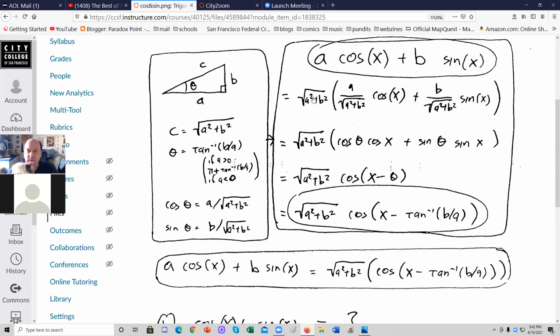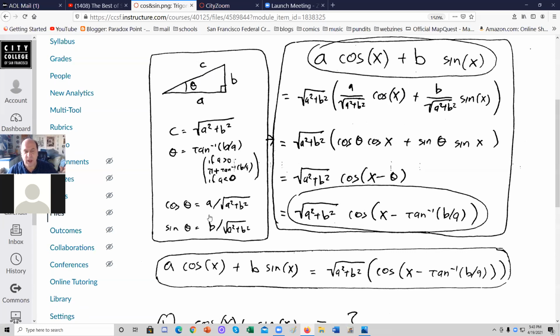You pull out a factor root a squared plus b squared, and you get a over root a squared plus b squared cos x plus b over root a squared plus b squared sine x. And if you look at this right angle triangle, the sides a, b, and c, then c is square root of a squared plus b squared, as you might expect. And this angle theta equals arctangent of b over a.